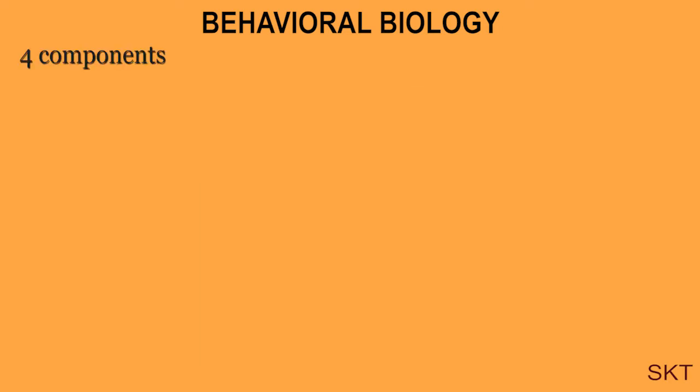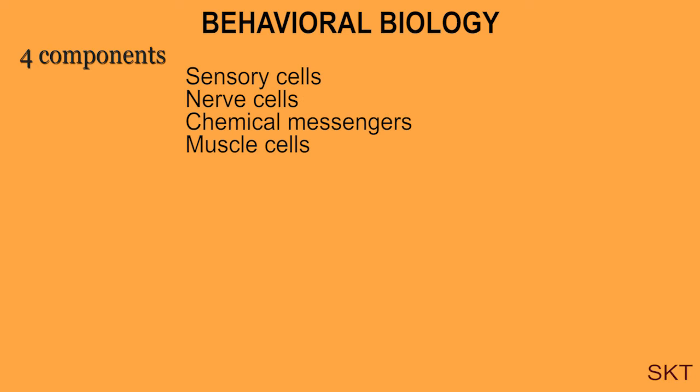Mainly there are four components for a behavior, or a particular response to a stimulus, in an organism. First one is sensory cells that detect the changes in the surrounding environment. Second one is nerve cells that help in the transmission of information. Third one is chemical messengers or hormones. And the fourth one is muscle cells that transform nerve impulses into actions.